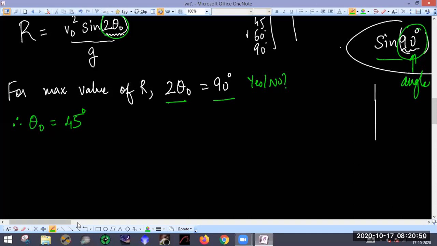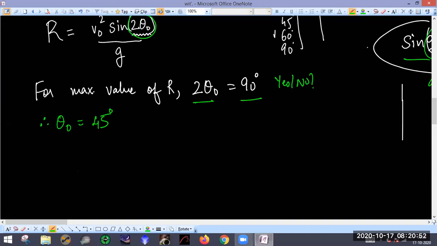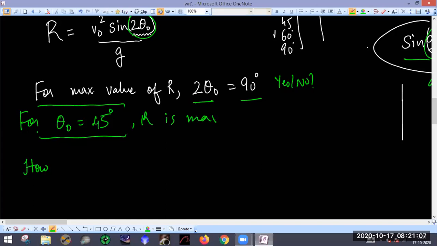But let's also answer one more question. How much is that maximum range? So this much is proven: for theta equal to 45, the range is maximum. We have proven that. But the question is, how much is that maximum range?